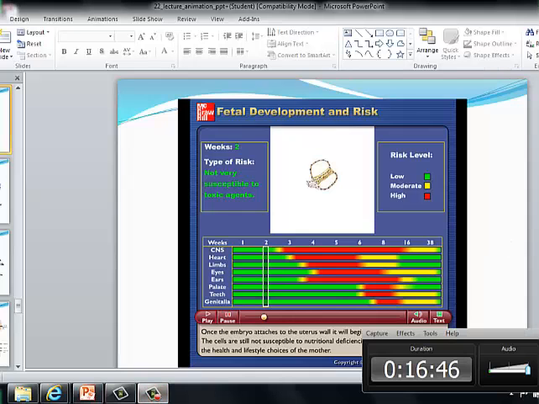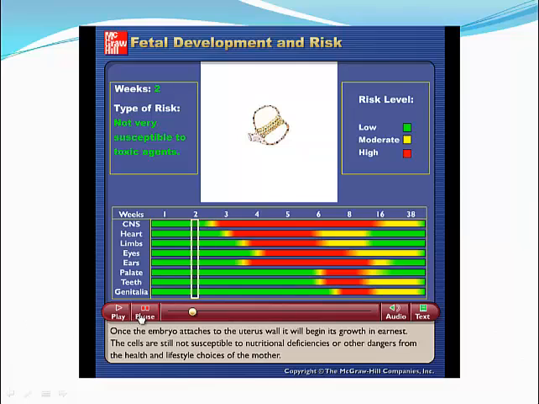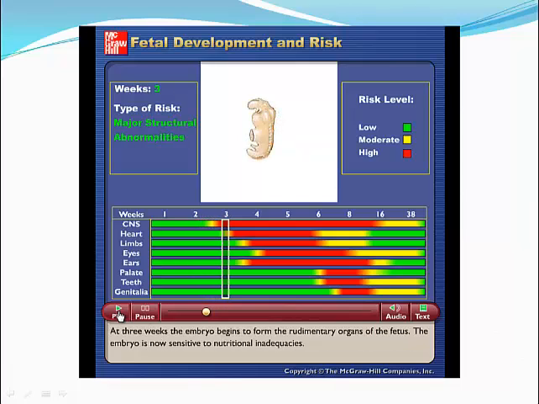The embryo continues to be susceptible to radiation-induced birth defects. These include cataracts, reduced growth, skeletal defects, microphthalmia, microcephaly, and mental retardation. At 3 weeks, the embryo begins to form the rudimentary organs of the fetus. The embryo is now sensitive to nutritional inadequacies. At this stage, early alcohol exposure can lead to non-viability of the fetus and spontaneous abortion, or fetal alcohol syndrome in the resulting newborn. Other risks are presented by high intakes of vitamin A, medications and prohibited drugs, and trauma.